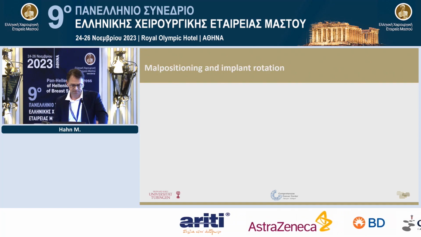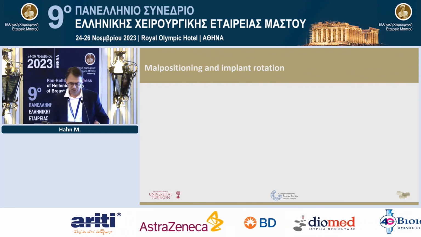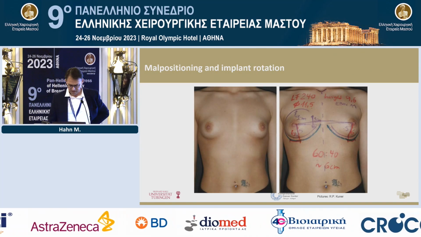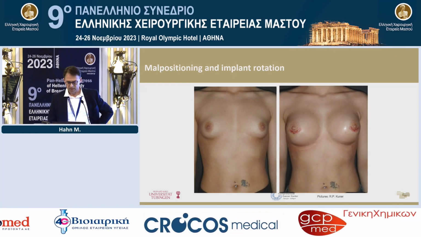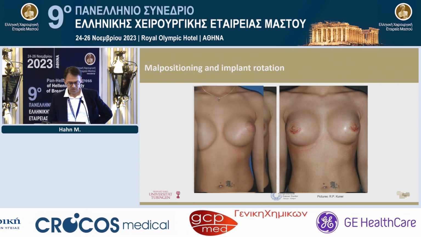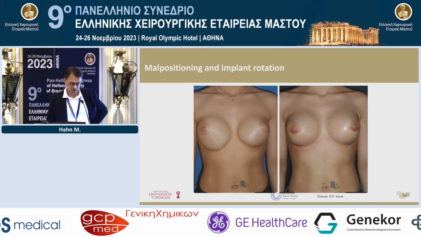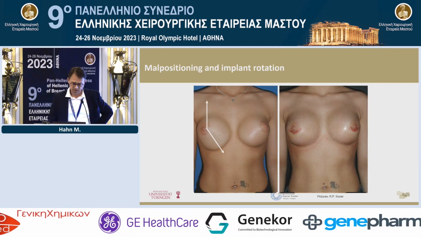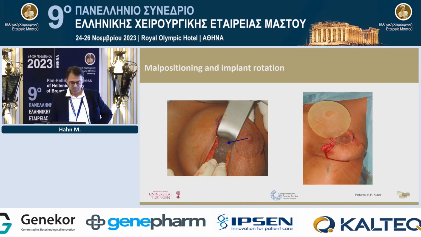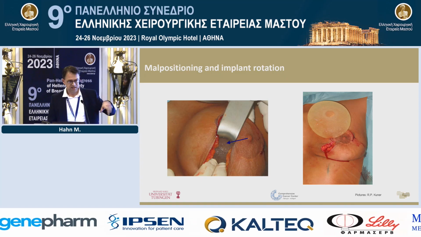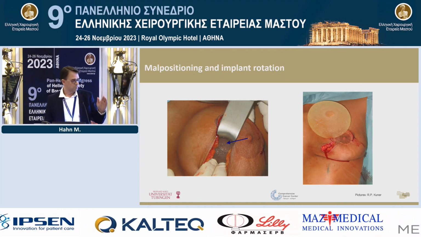So let's get started. Let's talk about malposition and implant rotation. This is a patient who received, because of aesthetic reasons, an anatomical implant. And this is how it looked after 6 months. And it's very easy to see that these patients have an implant rotation. But these implants are not just rotating, they can also turn upside down.